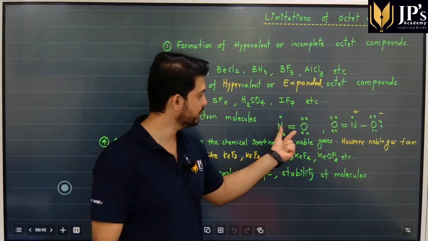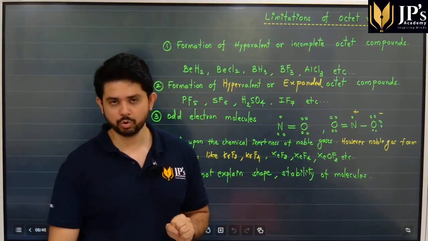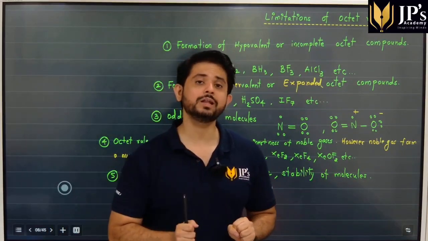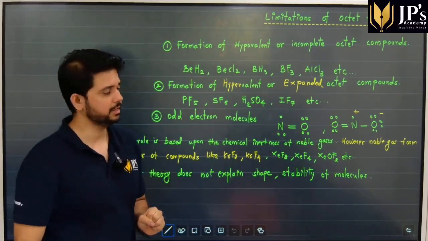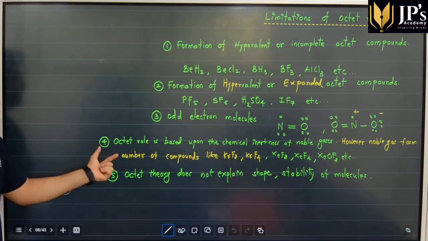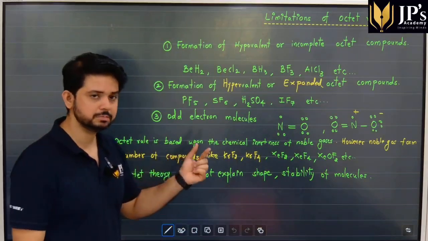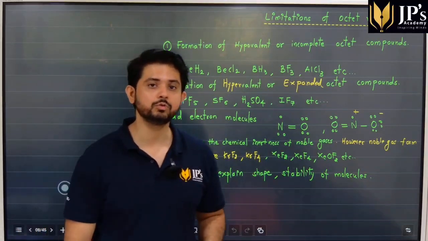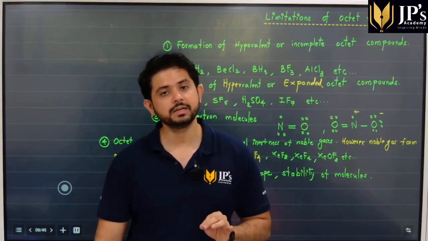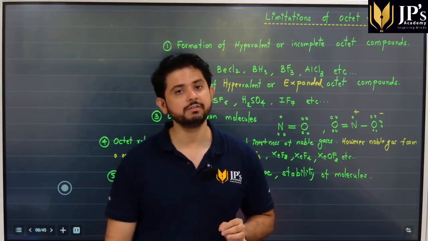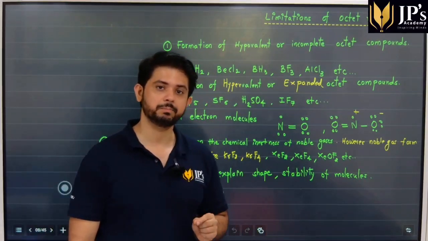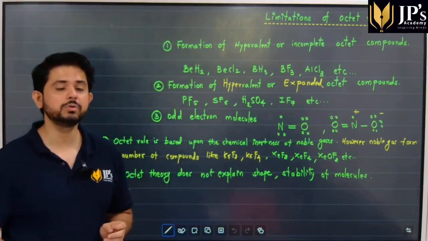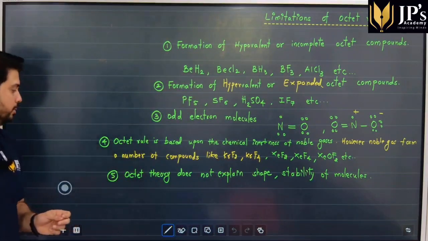Just as students, if you look at NO or NO2, they have odd electrons, but they are still stable. Why? This is a limitation. Finally, octet theory or octet rule, students, is based on the inertness of noble gases. That noble gases are inert because they have 8 electrons in their valence shell. However, we now know that even noble gases form compounds. So noble gas compounds couldn't be explained by octet rule.